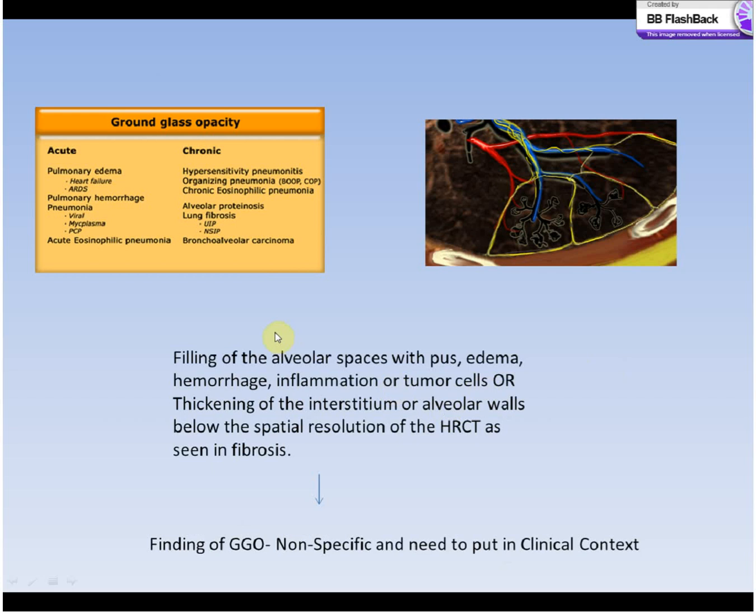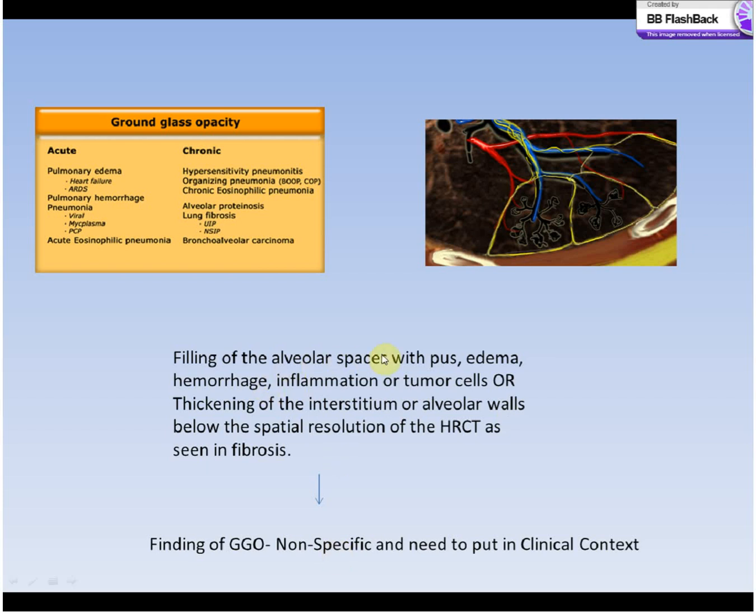So ground glass opacity, as we mentioned, it's usually filling of the spaces with pus or edema, blood, inflammatory cells, even tumor cells. And there's associated thickening of the interstitium, the lung parenchyma, as well, because of inflammation spreading everywhere, the alveolar walls. But usually those changes are so far below the spatial resolution of a CT that you can't really see the actual inflammatory changes, but only fibrosis if it is there.